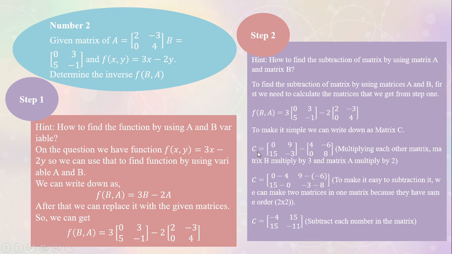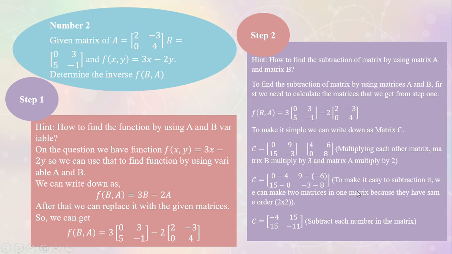So we can get C is equal to 3 multiplying by 0 is 0, 3 multiplying by 3 is 9, 3 multiplying by 5 is 15, 3 multiplying by -1 is -3, subtract by 2 multiplying by 2 is 4, 2 multiplying by -3 is -6, 2 multiplying by 0 is 0, 2 multiplying by 4 is 8. So we can get this.